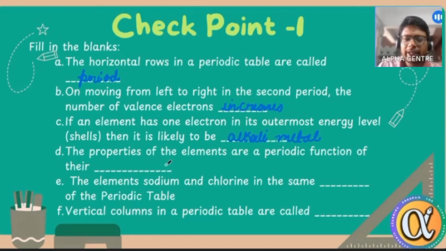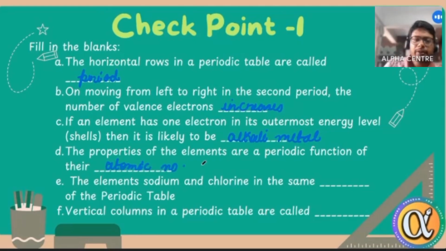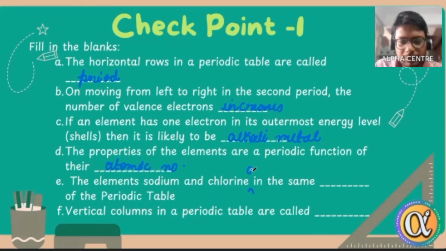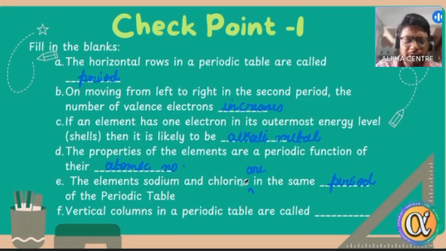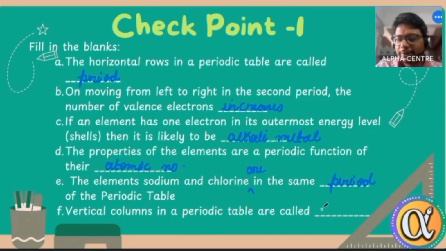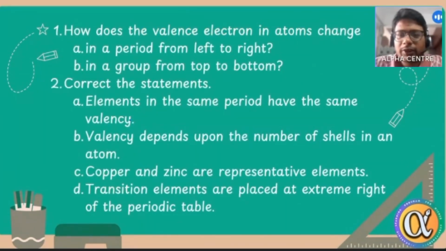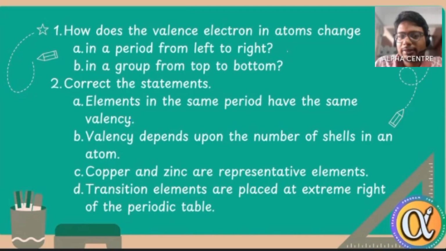The properties of an element are a periodic function of their atomic number. The elements sodium and chlorine are in the same period of the periodic table. Vertical columns in a periodic table are called groups. How does the number of valence electrons in an atom change in a period from left to right? In a group, the number of valence electrons.